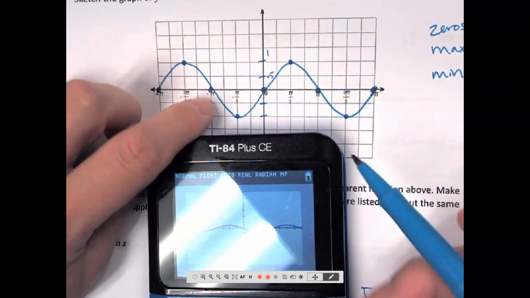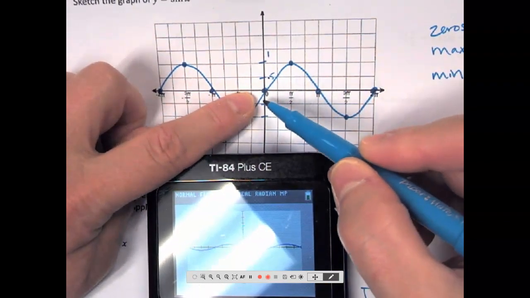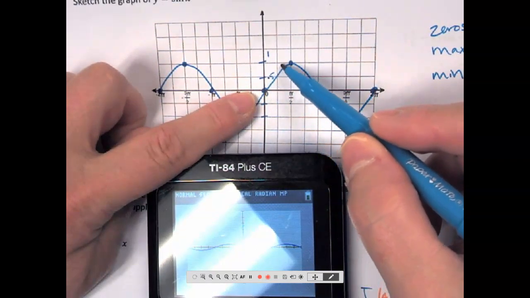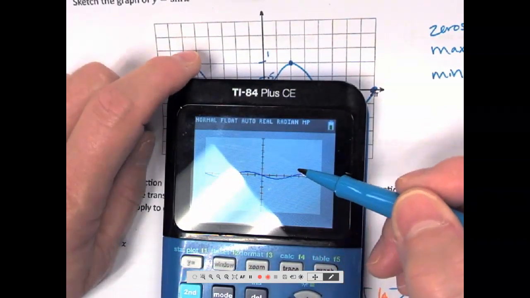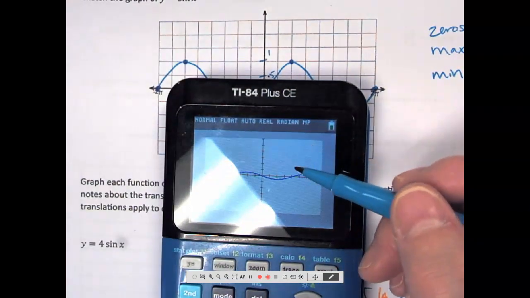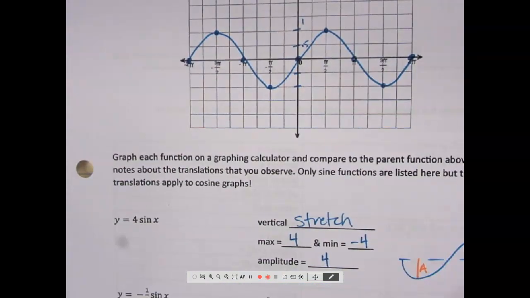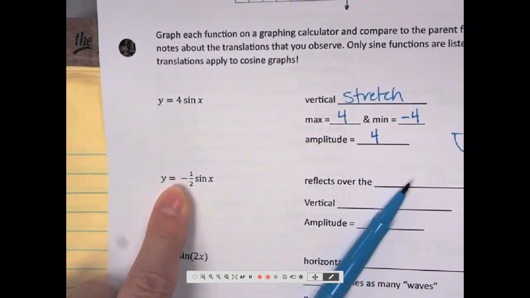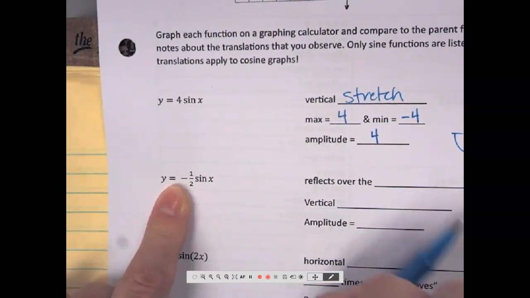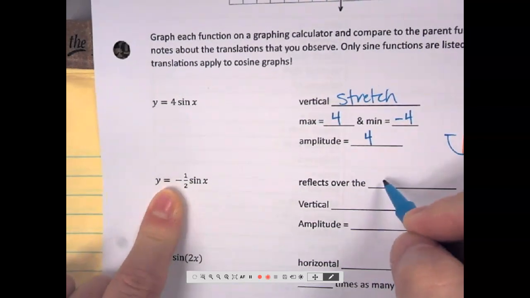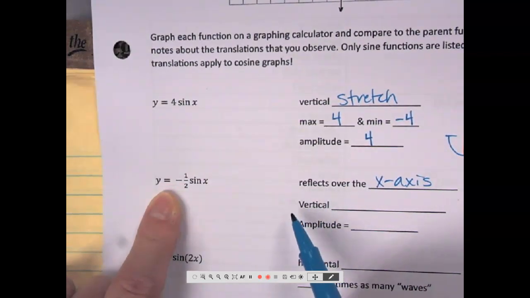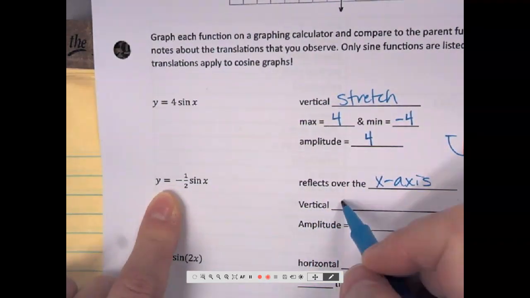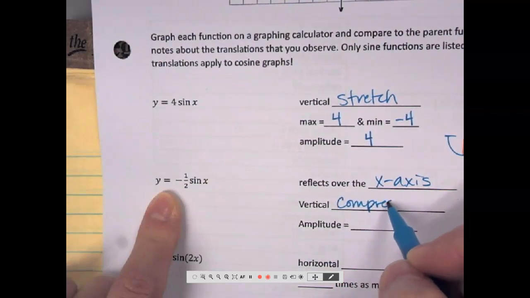Even though it's flat. But look what happens in a normal sine curve. When I pass through the origin, I'm on my way uphill. But what happened here? Yeah, over the x-axis. So that negative in front, which, I mean, we've talked, you know, with parabolas, that's what happens, right? You put a negative in front and it flips it upside down. So it does the same thing for a sine curve. So it reflects it over the x-axis. That's because of the negative. And then it's a vertical compression. It's flatter.